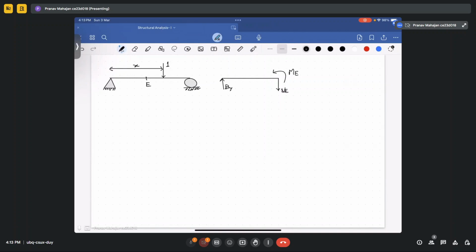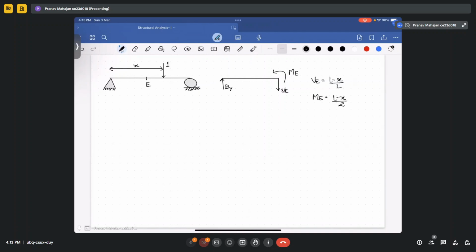Okay. Now the load is not in between. So this time your VE will be (L minus h) upon L, and your ME will be (L minus h) upon 2. Okay.